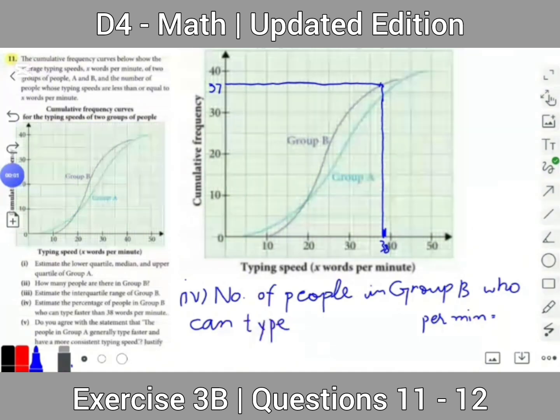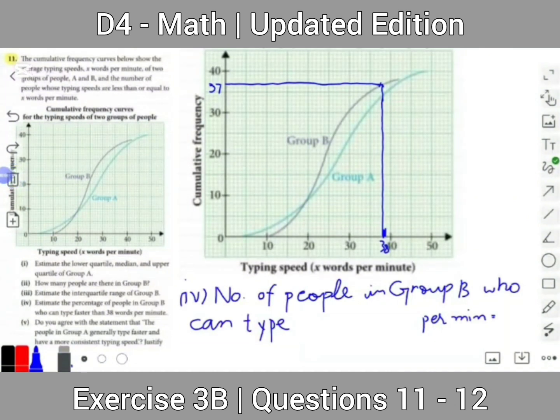Now find the number of people in group B who can type faster than 38 words per minute. We can find this by subtracting the number of people in group B who can type less than or equal to 38 words per minute from the total number of people in group B. So we have 38 minus 37 and we will get 1.